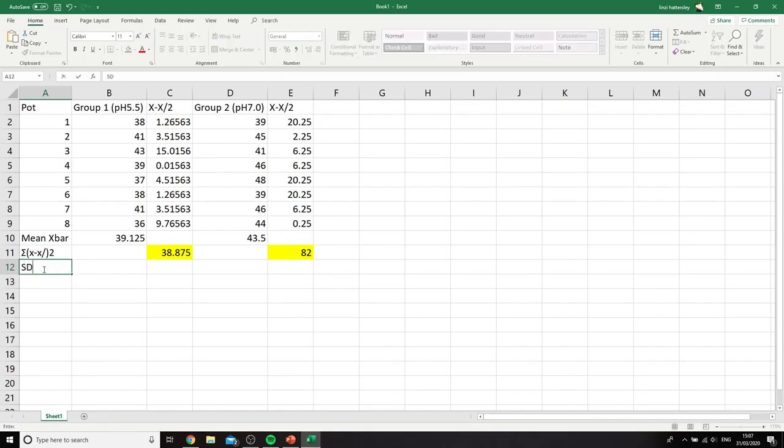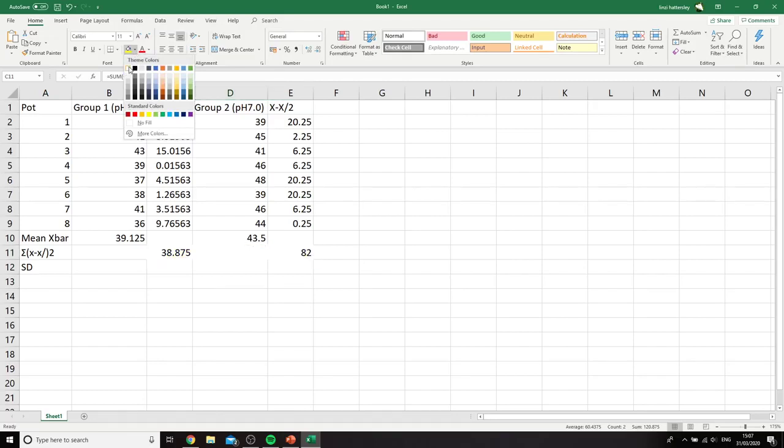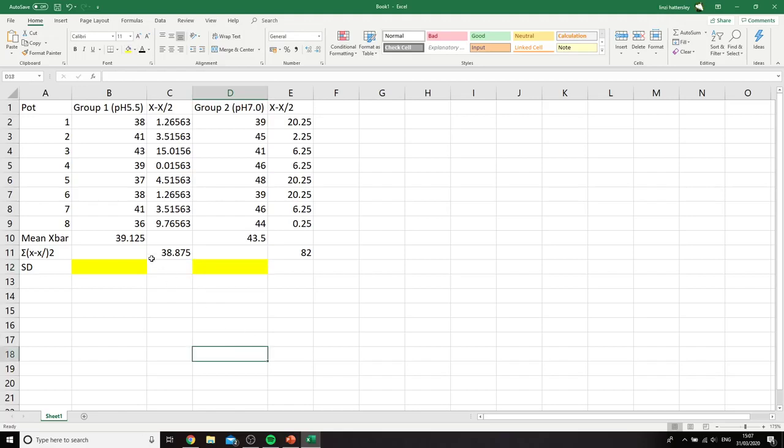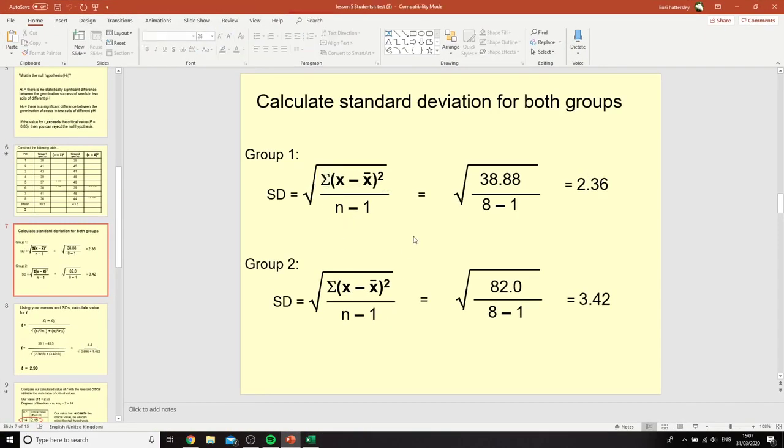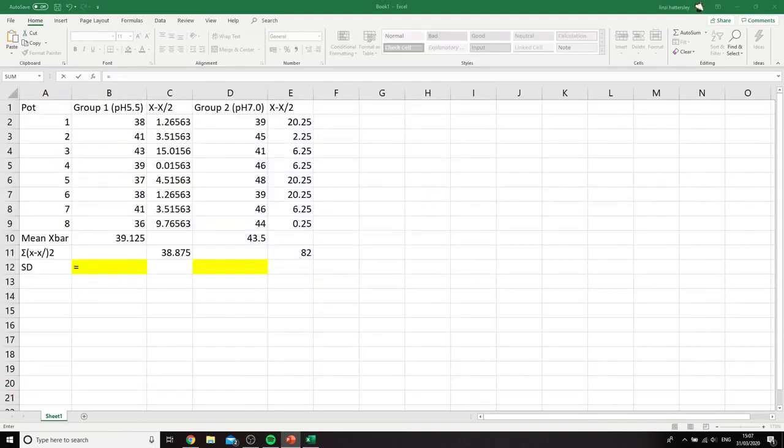Now, standard deviation. We need to work out the standard deviation for both of the groups. We're going to do that like this. So it's equals SQRT. That means square root. Okay. Open the bracket. You're going to open the bracket again.